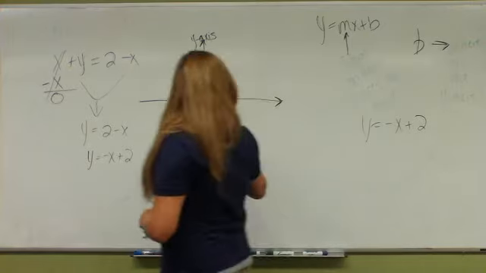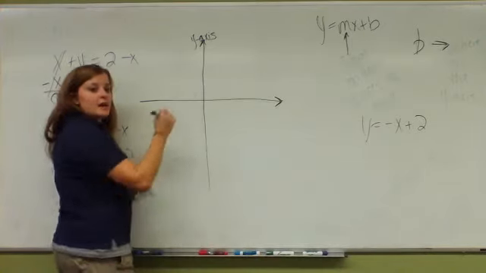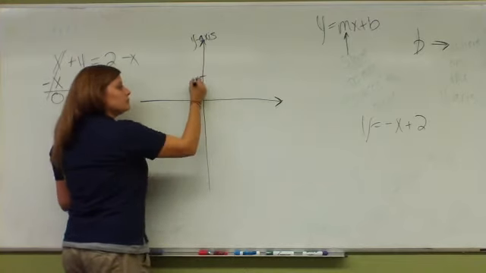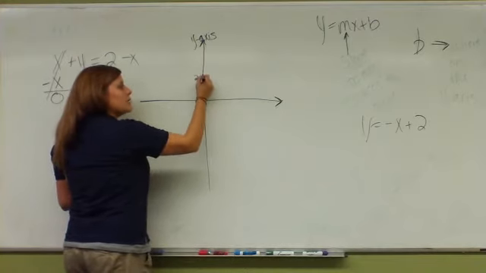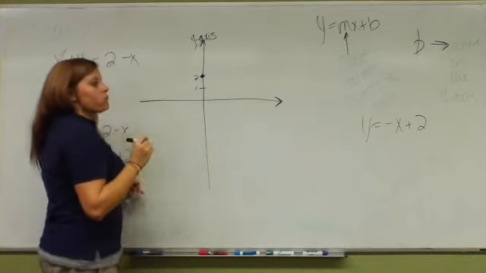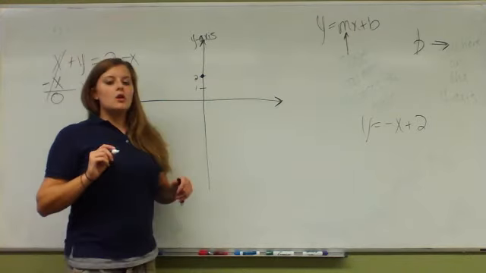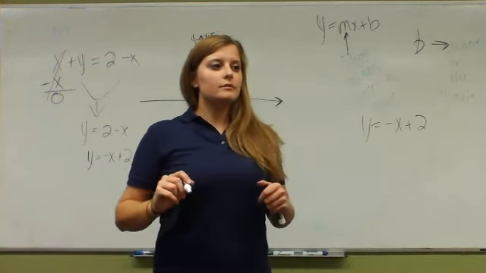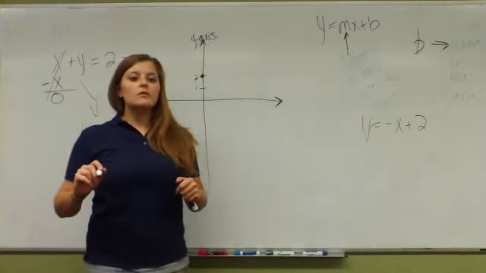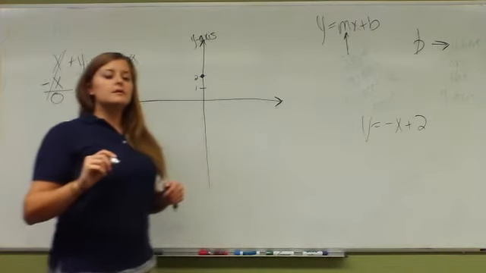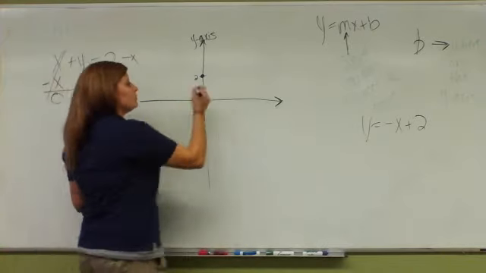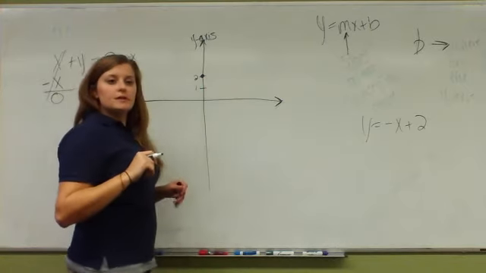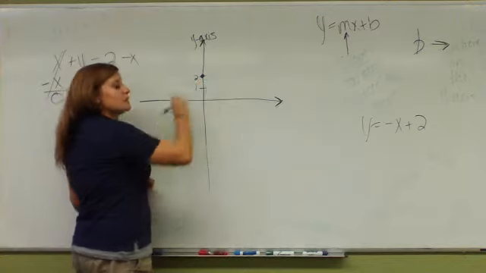Positive 2. I don't even have a graph on here, but I can figure this out. 1, 2. I put a dot right here. What can I also label this dot as? B. How about 0, 2? Yes, on the graph that is 0, 2. When you're finding the coordinates, this is also known as 0, 2.